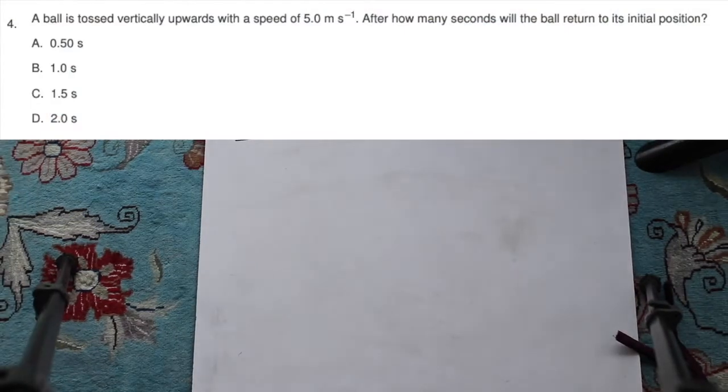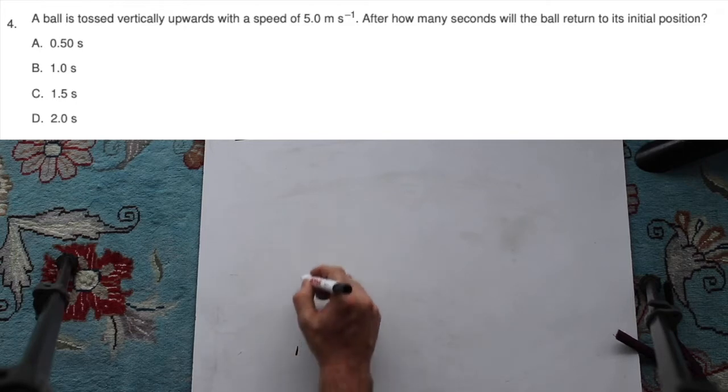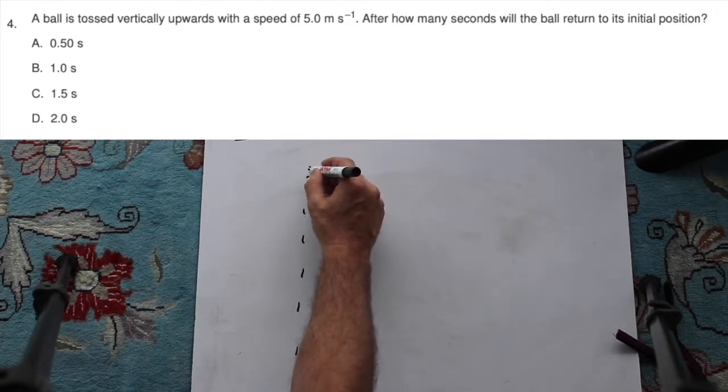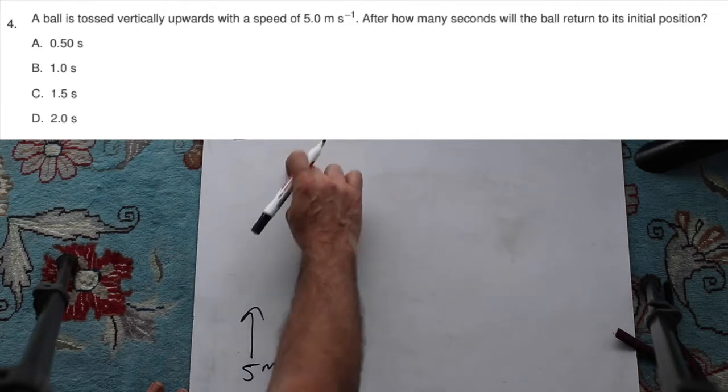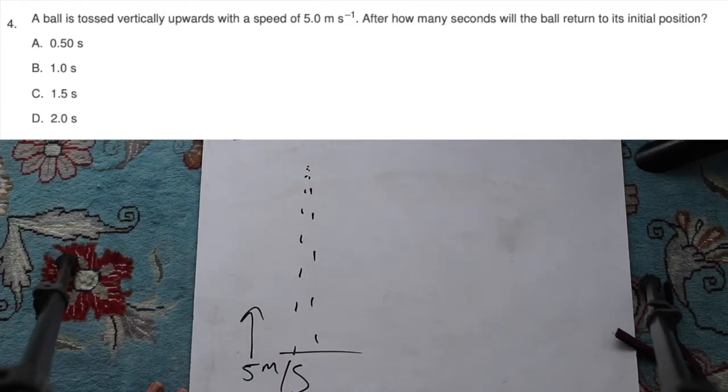All right, next question. This looks like an IB question. A ball is tossed vertically upwards with a speed of 5. So it leaves, goes up, comes back down. We know that its launch velocity up is 5 meters per second. And the question is, how long does it take to return? So there's 2 ways to do this. You could take the time that it takes to go up and then multiply that by 2.